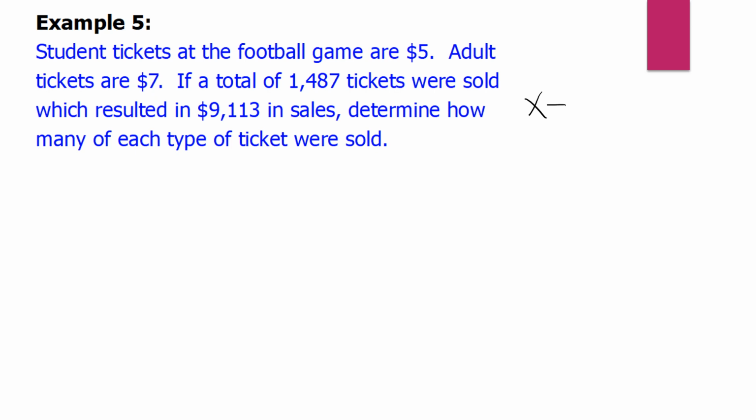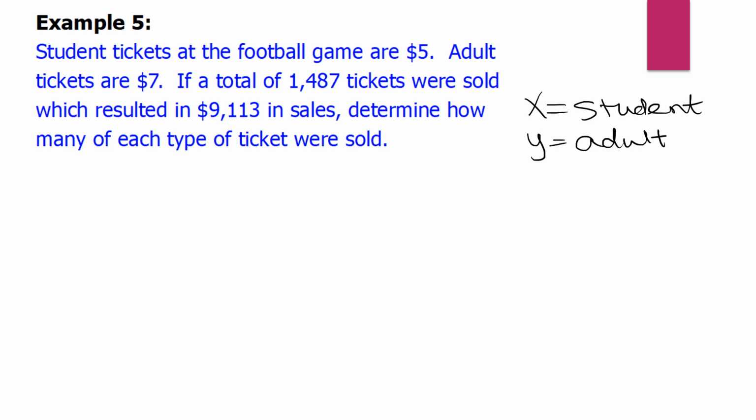So I'm going to let my X values equal student tickets, and I'm going to let the Y variables equal the adult tickets. It doesn't matter which way you choose them or what variables you choose, as long as you're consistent through the entire problem. All right, so now we're going to try to write our two equations.